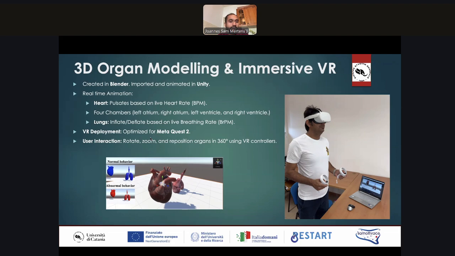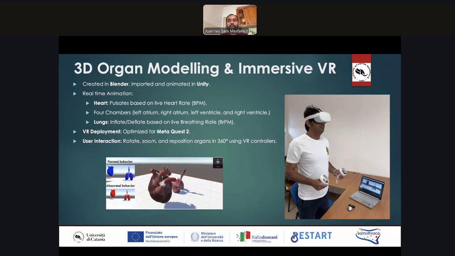And we developed in the 3D models four chambers, the left atrium, right atrium, and the left and right ventricles. And when it comes to lungs, we designed the inflation and deflation of the lungs, which will be inflating and deflating based on the breathing rate. And we use the MetaQuest 2 device, like I said. The user can use the VR controllers, and the user can navigate or position the organs. In the immersive environment, the user can go near the heart organ, have a different view, position it, zoom, reposition those organs.